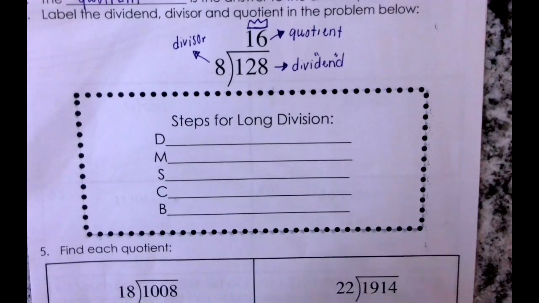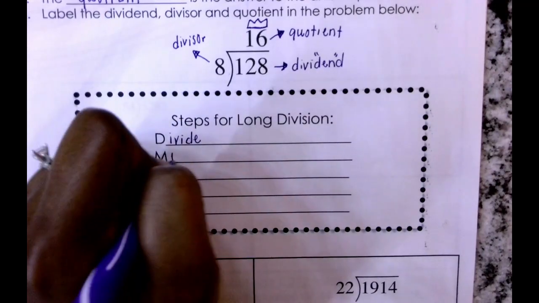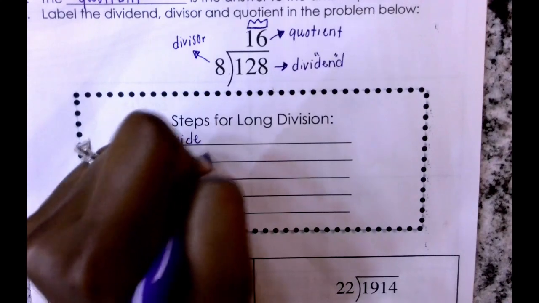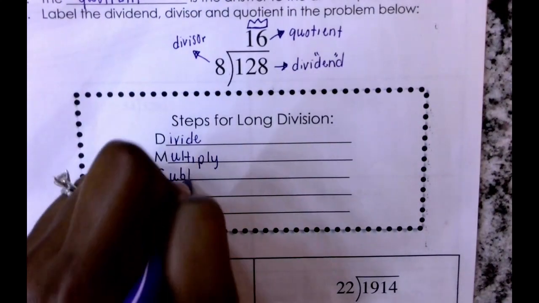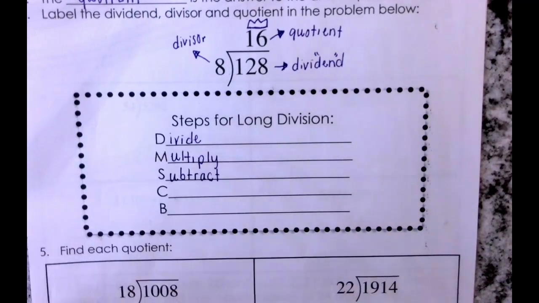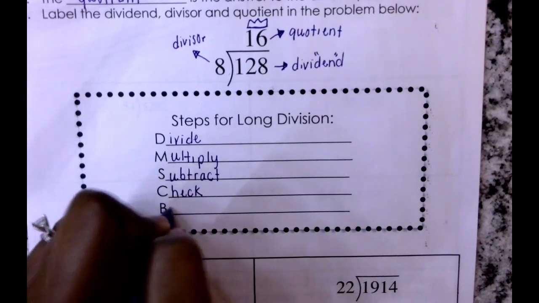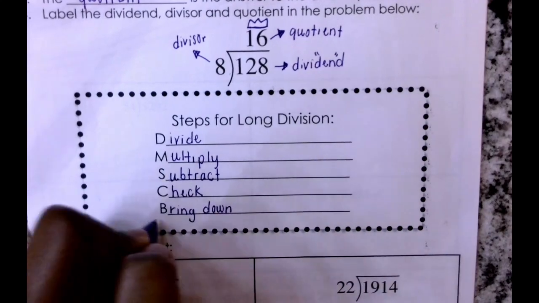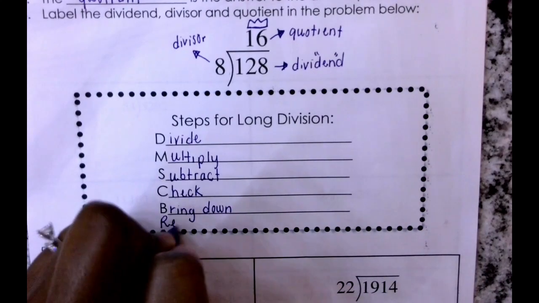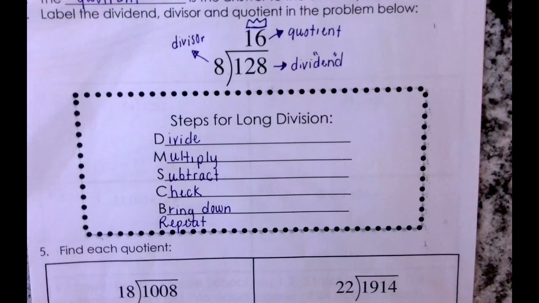So when we're going through the steps, the D stands for divide, M stands for multiply, S is for subtract, C is for check, and B is for bring down. Now I am going to add another letter to this, R, and that R is going to stand for repeat, because we're going to repeat this process as many times as we have to get our answer.